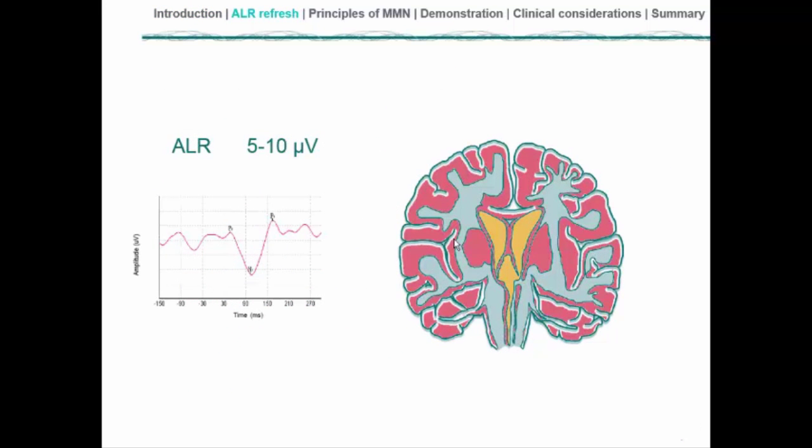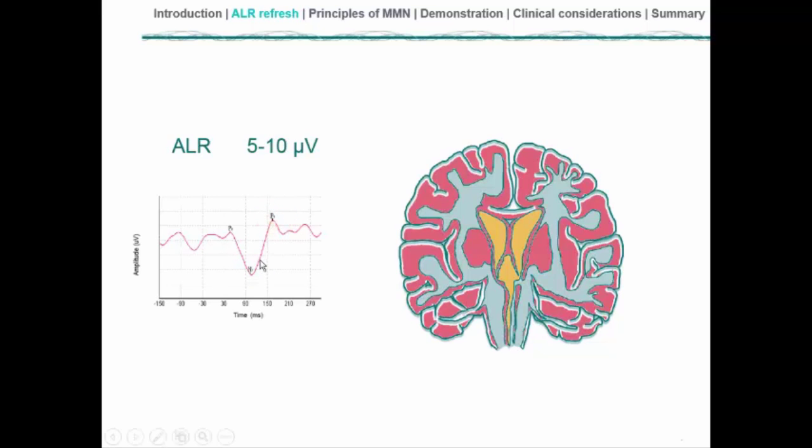Now, as we draw your attention to the right-hand side of the screen, this is a schematic cross-section of the central nervous system. And on the left-hand side of the screen is a screenshot of an ALR that can be evoked by auditory stimulation of the central nervous system. In particular, I'm interested in the N1 response here and the P2 response here.